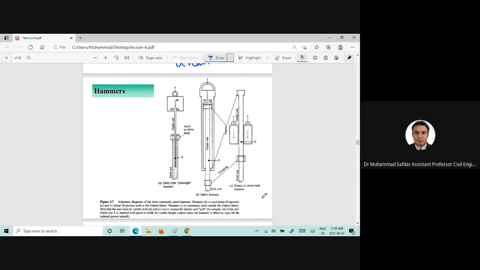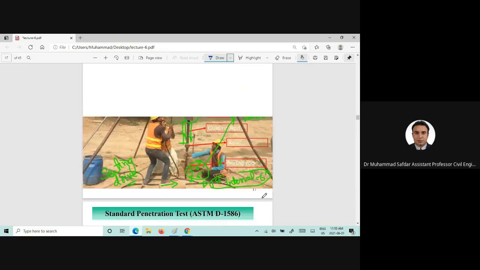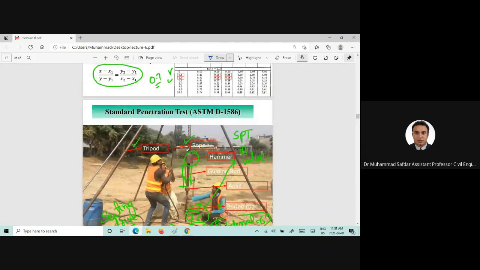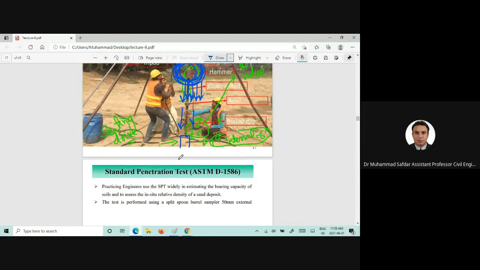There are different types of hammers which are used. So if you see here, this one, this was the hammer which is uplifted using this rope, and then it is applying that blow onto the anvil, and that rod is going into the soil, and it's going to record the N value, and then we connect those sampler there and we collect those samples. So that's how it is happening.